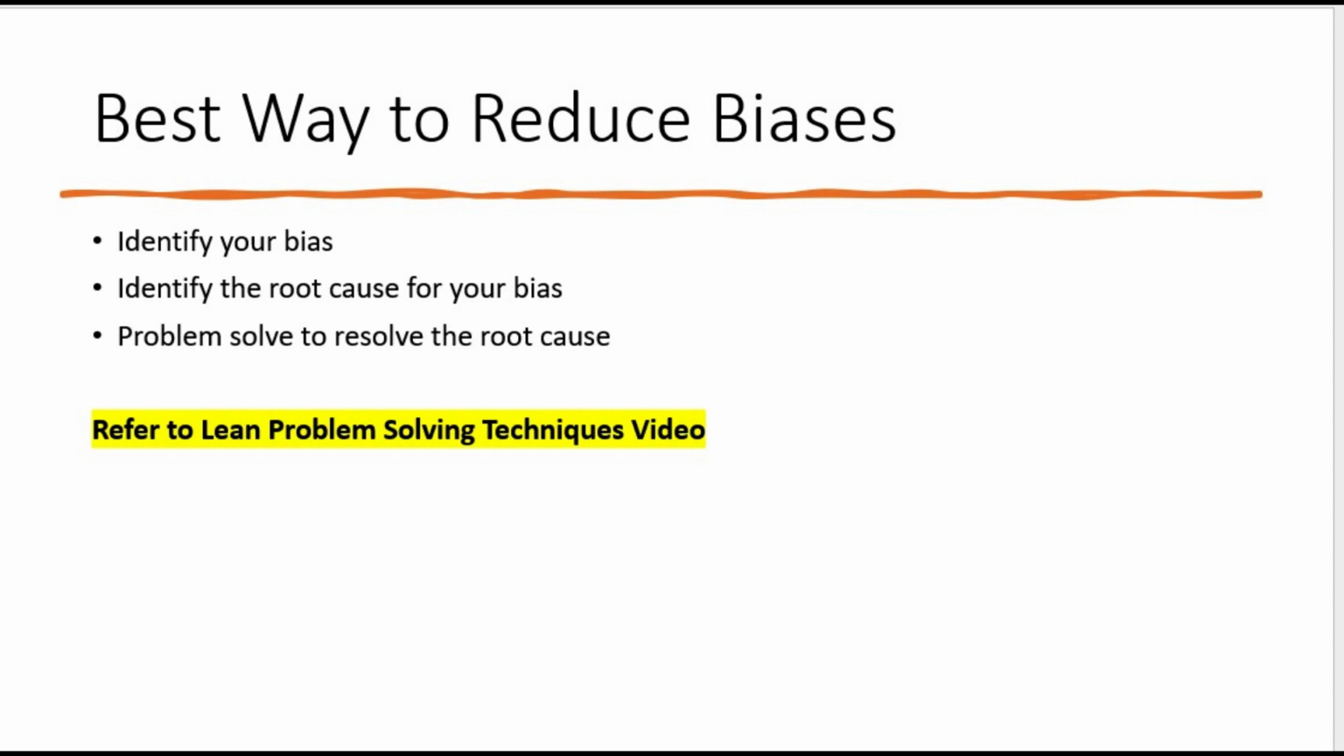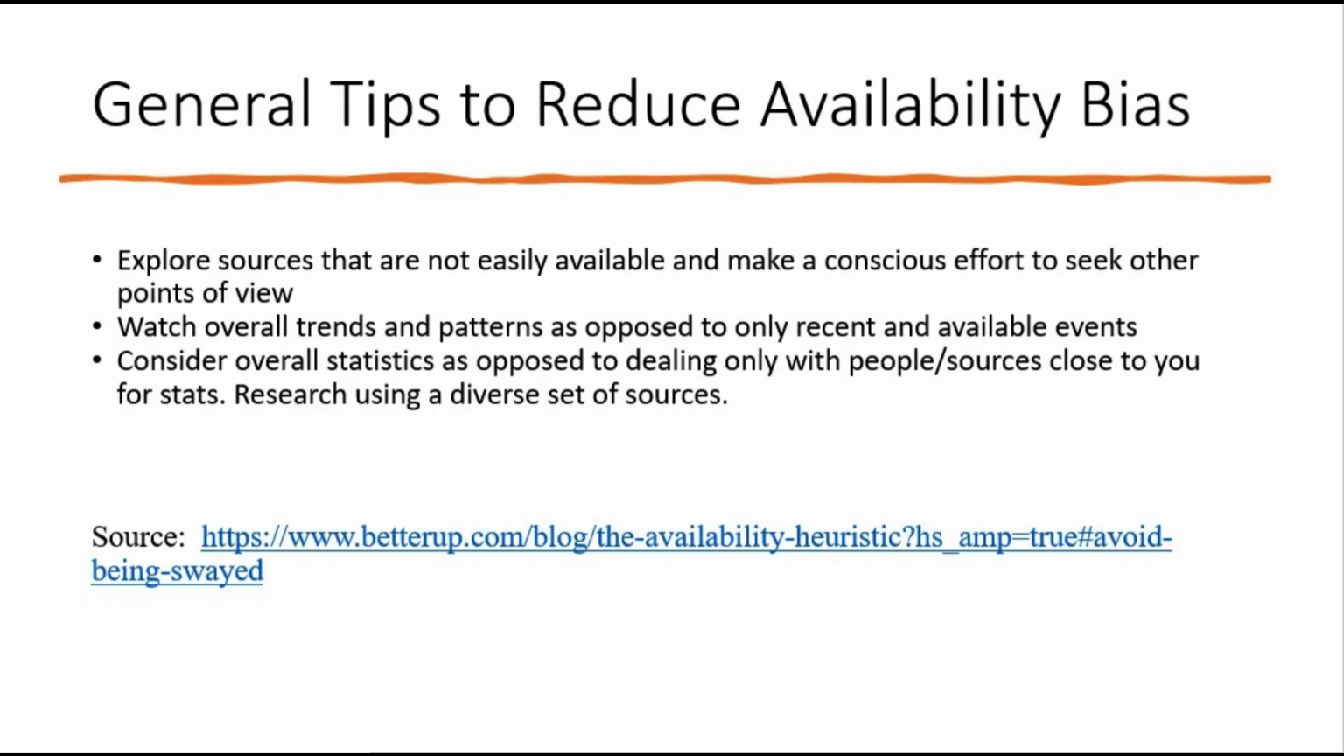That being said, there are some general tips to battle and reduce availability bias. It's not always possible to eliminate, but there are tips that can help you to reduce it. One is explore sources that are not easily available to you and make a conscious effort to seek other points of view. So proactively tell yourself that, okay, am I only considering information and sources familiar to me? If so, I should proactively make a conscious effort and seek other points of view and seek other information, other sources. Watch overall trends and patterns as opposed to only recent and available events.